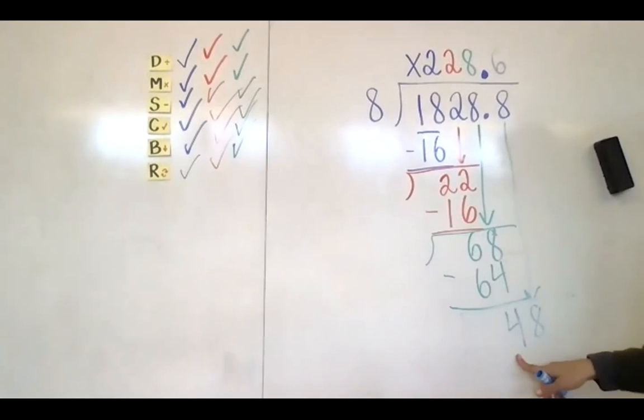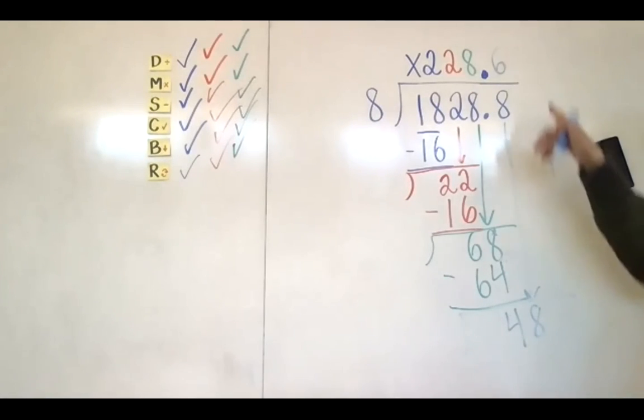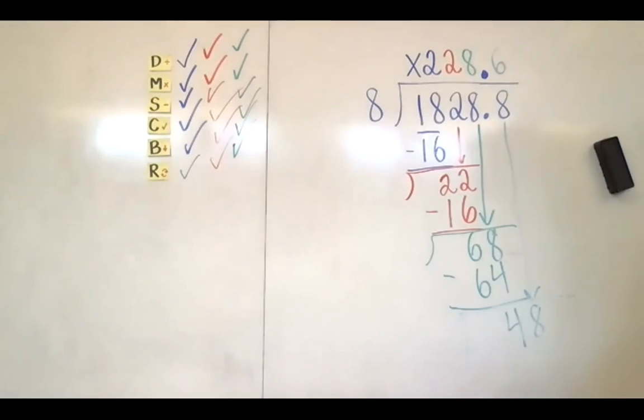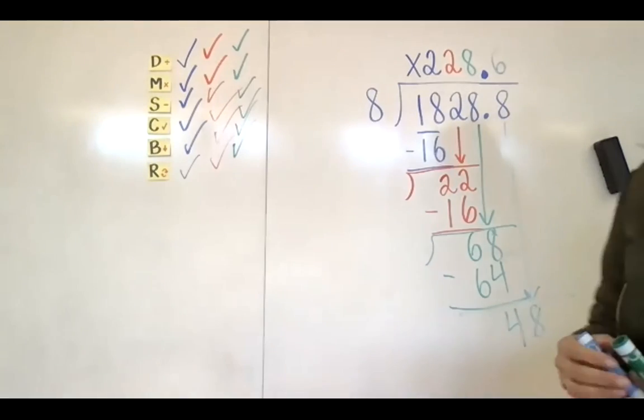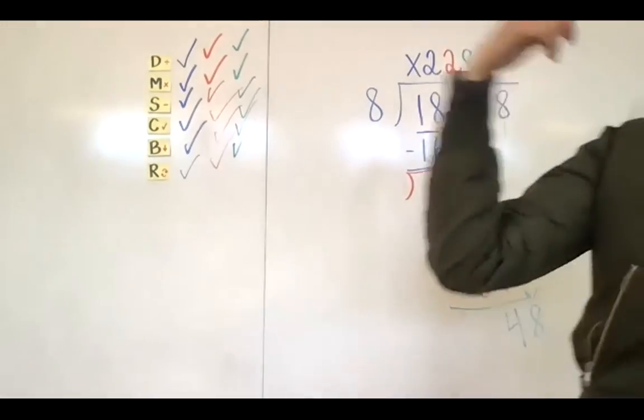My apologies. 48. Yes. And then 8 goes into 48 perfectly, 6 times. I don't even need to write any further because we know that there is no remainder. It goes in perfectly. So our answer is 228 and 6/10. We did it. It was a long problem, but it had an end.